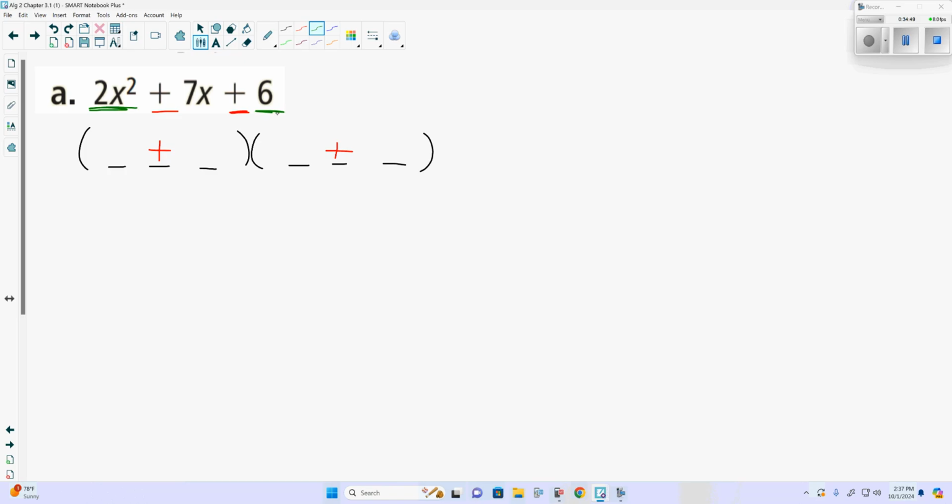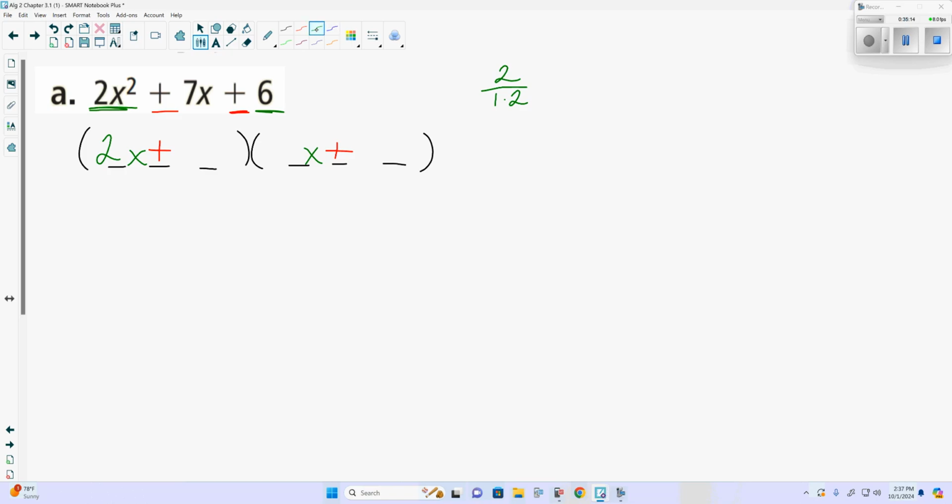Now we're going to find the factors of the first and third term. Our factors of 2x squared, well, we know we'll have x and x. Factors of 2 are 1 and 2. Where do you want to put the 1? Where do we want to put the 2? 2 in the first, 1 in the second.